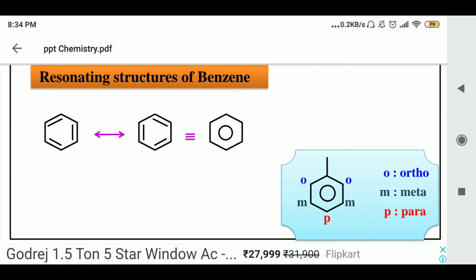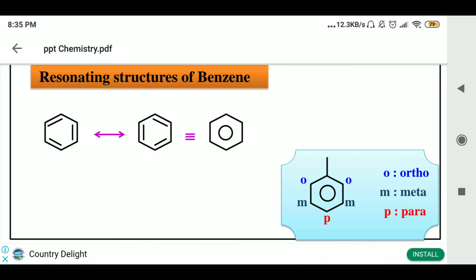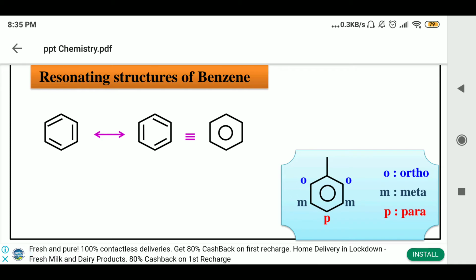Here you can see the resonating structures of benzene. So all the three structures are correct, but their representation is different. So these are known as resonating structures, and if we substitute benzene with any group, then with respect to that group the different positions are ortho, meta and para.